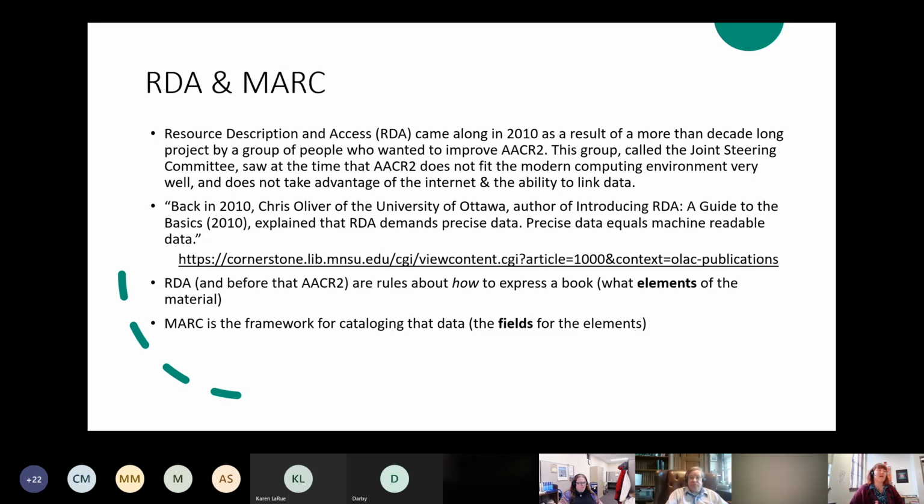So RDA, and before that AACR2, are rules about how to express a book. So this is really what elements of the material should be represented. And these are rules that we can all agree on. This is important about a material that needs to be communicated and shared. And then MARC, the machine readable cataloging record, is the framework for cataloging that data. So RDA is kind of the what, and MARC is the how: the fields for the elements, where they go, how they should be laid out, in what order.